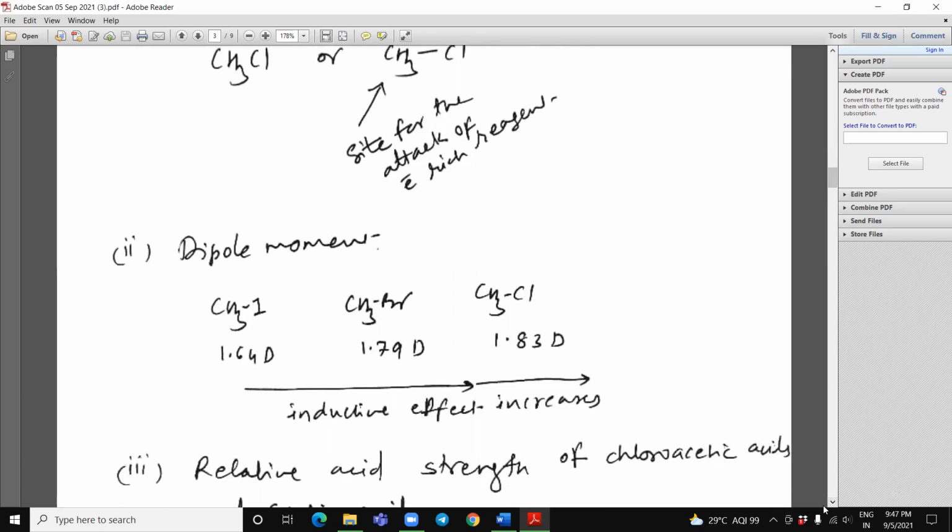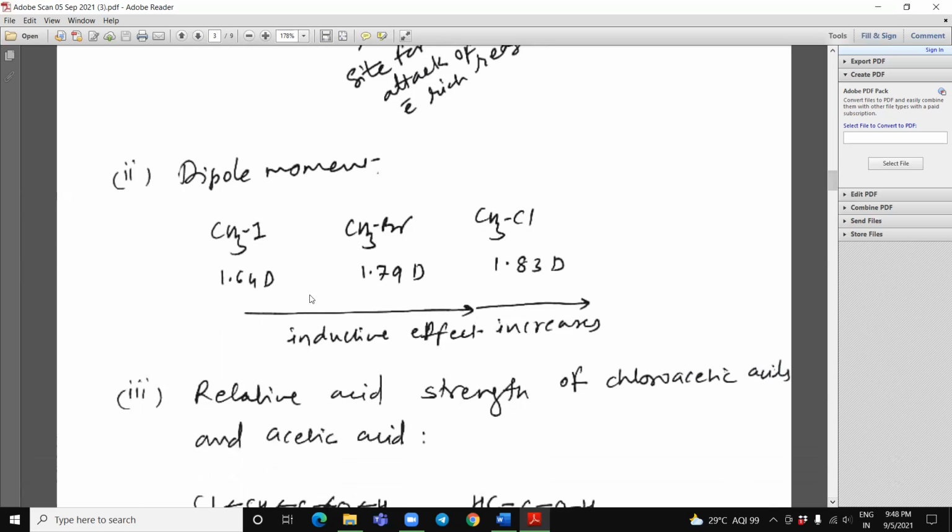Dipole moment. Due to the electronegativity difference of the atoms, dipole moment is also different. Here, as the inductive effect is increasing, dipole moment is also increasing. Here one more factor, size of the atom, is also responsible. Iodine has a larger size, so the electronegativity difference will be reduced.